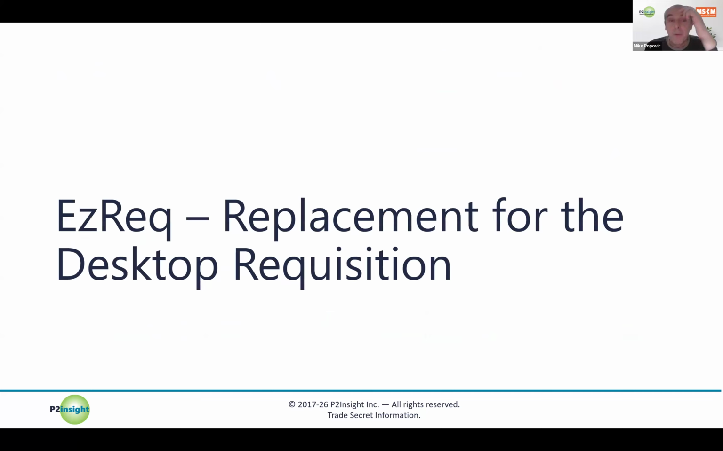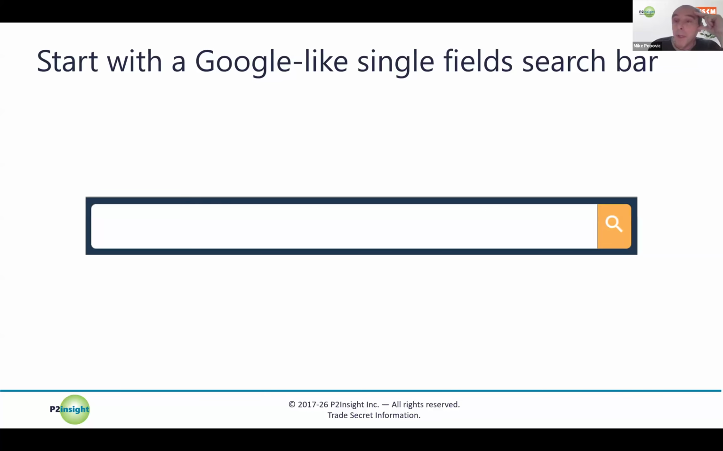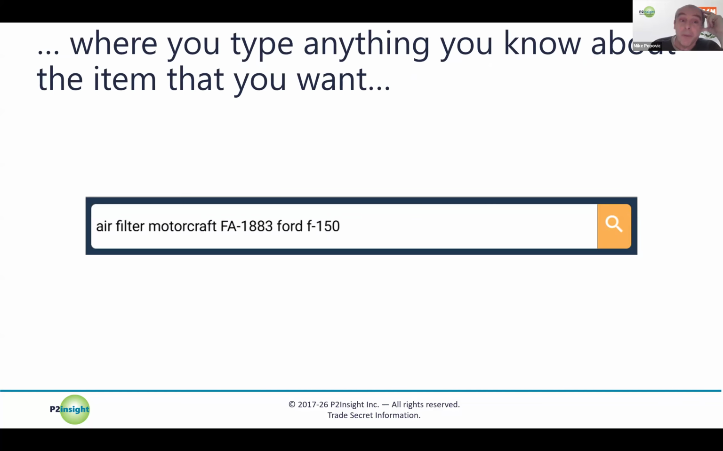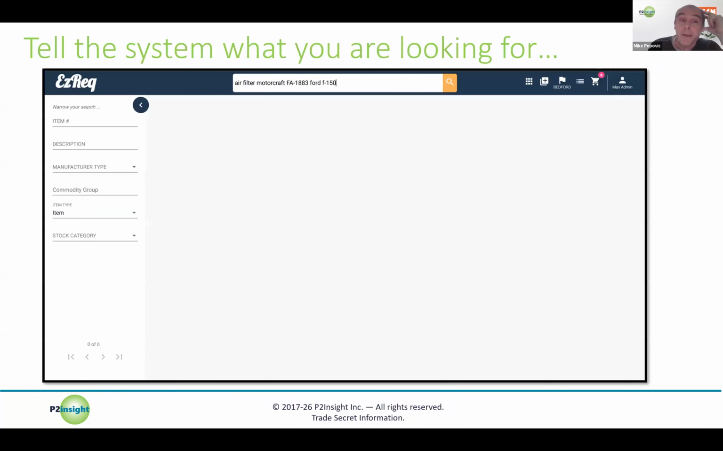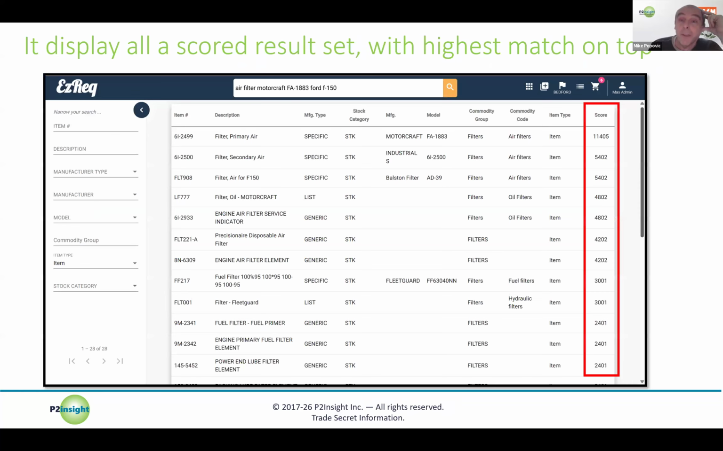Okay, so quickly, I'm only down to 3 minutes. I'm going to show you three things that we did. First, the EasyReq application, which is an app replacement for the desktop requisition. We start with a Google-like search, one field where you type in everything you know about what you want, and we display everything.